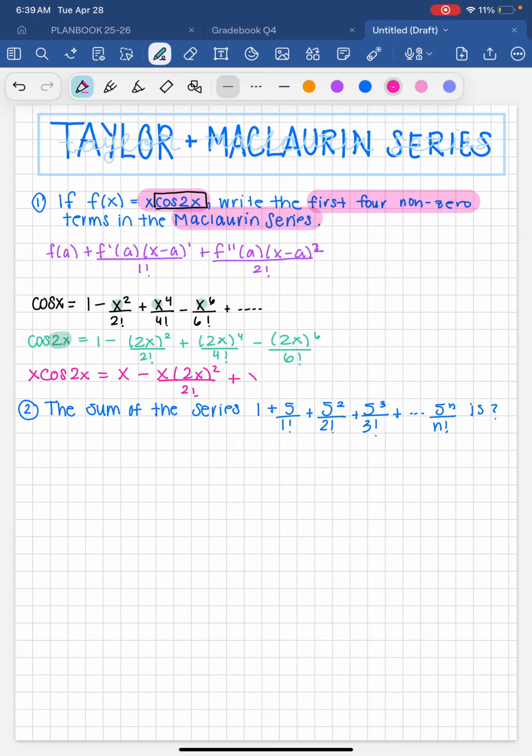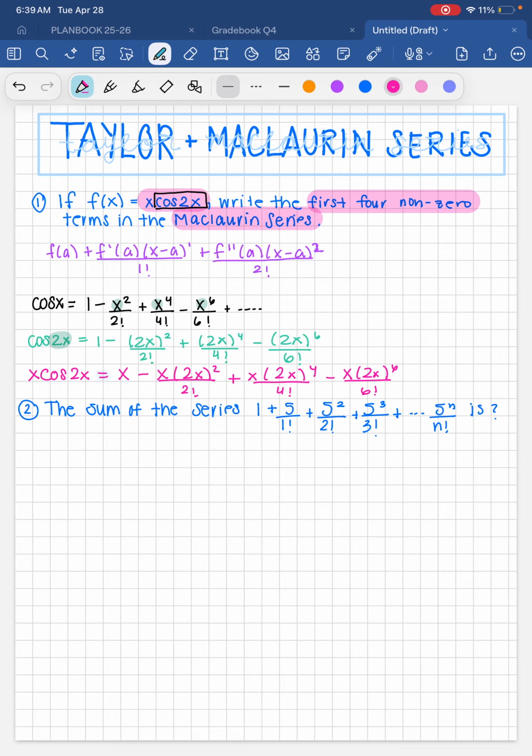If this was a free response, you could leave it like this. If it's a multiple choice, they would have simplified it most likely and pulled the x in and expanded it. So here we go. This is the Maclaurin series for x cosine 2x.